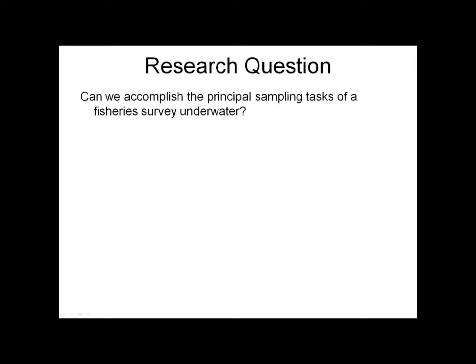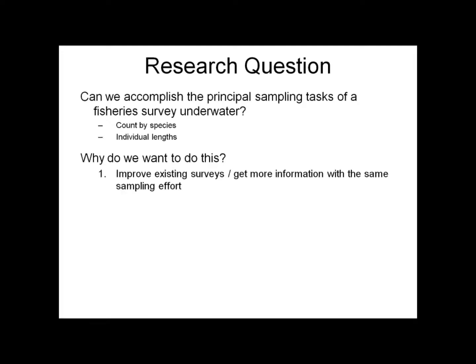So our basic research question is, can we accomplish the principal sampling tasks of a fishery survey underwater? These being count by species and getting individual lengths of these species. Some thoughts on why we'd want to do this underwater. We can improve existing surveys. Importantly, get more information with the same sampling effort.